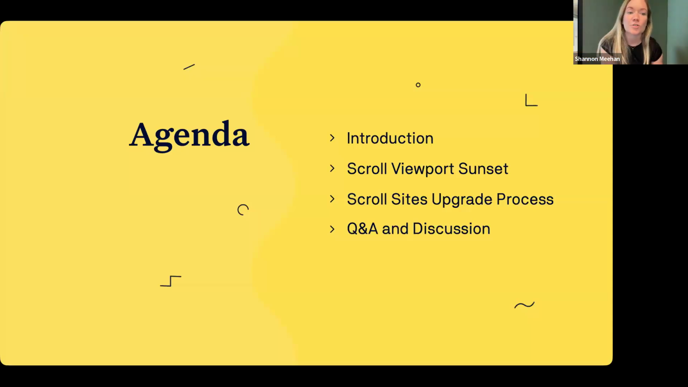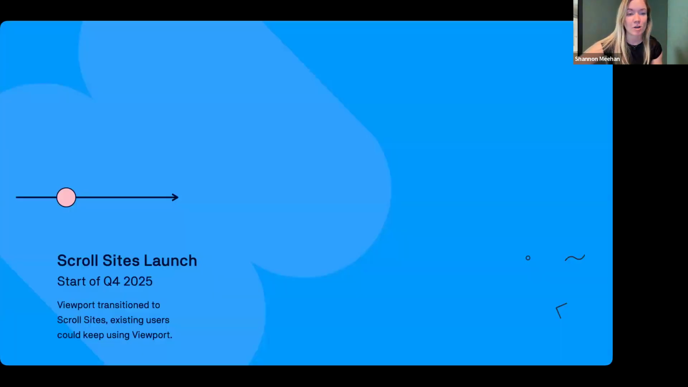And this is what we'll dive into today. I want to talk about the sunsetting process for Scroll Viewport and what kind of timeline we're on right now. And of course, we want to talk you through what the actual upgrade process looks like. And like I said, we'll hopefully spend the majority of the session actually chatting with you all about how we can help. So let's start.